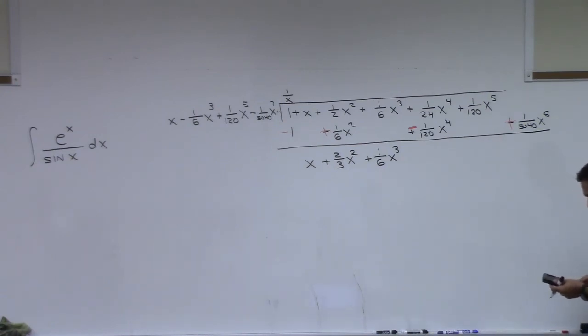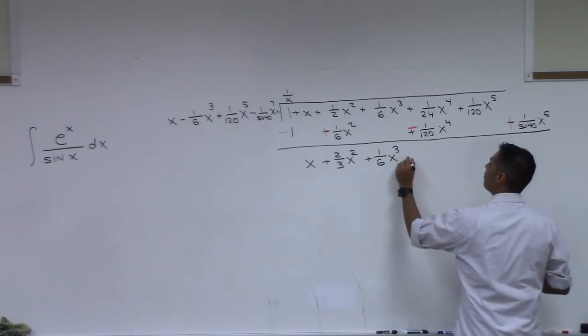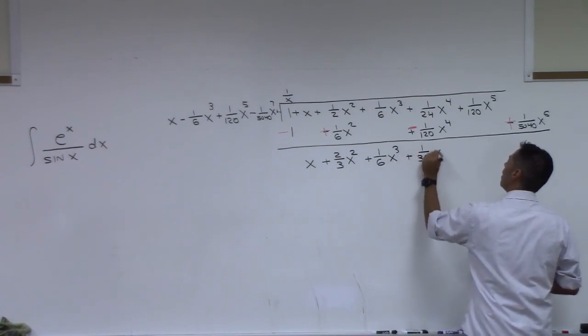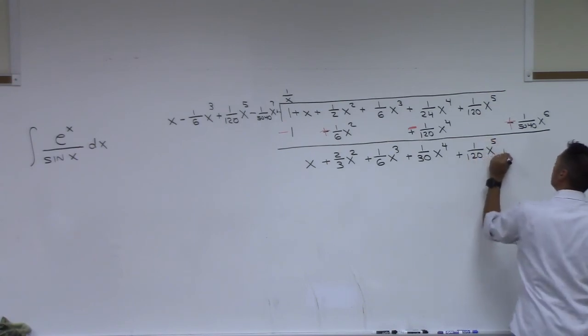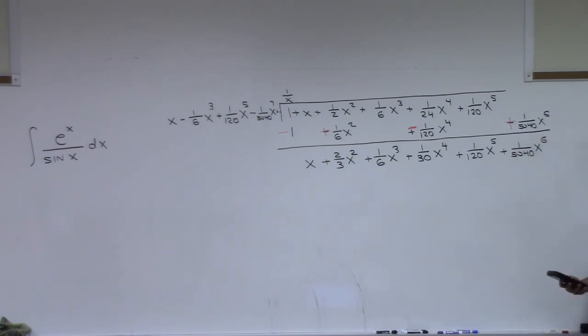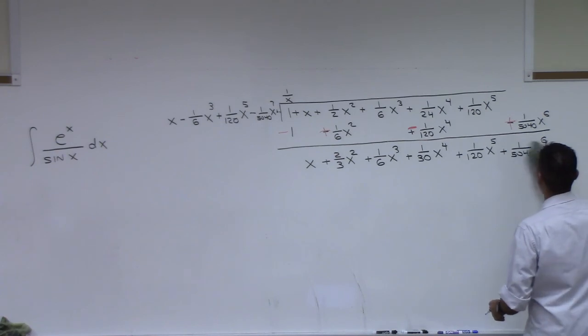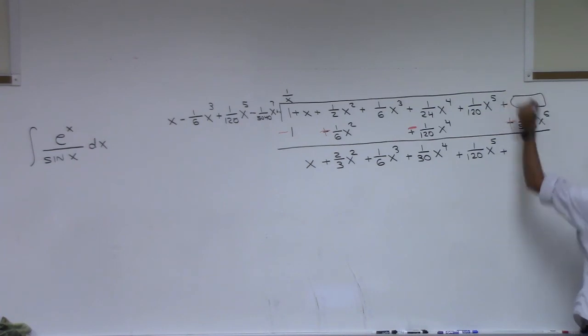I feel like we've done that already. 1/30th. Okay, so plus 1/30th x to the 4th plus 1 over 120 x to the 5th plus 1 over 5040 x to the 6th. Oh, yes, I stopped there, didn't I? Let's just stop right there. There is something here, all right?